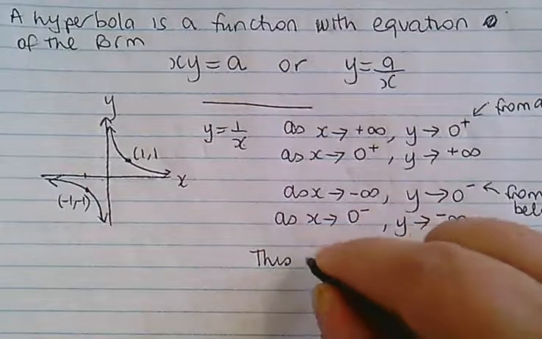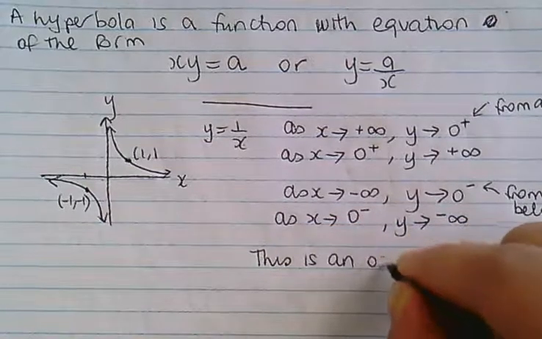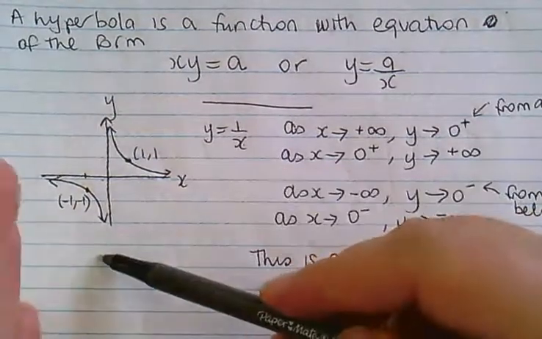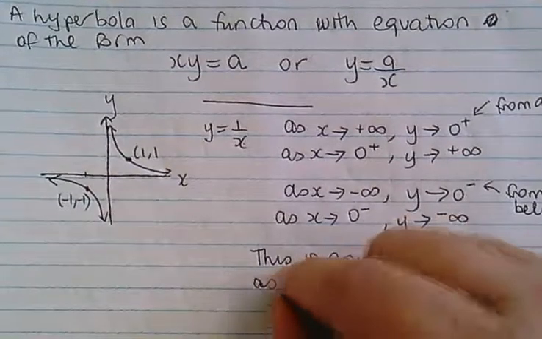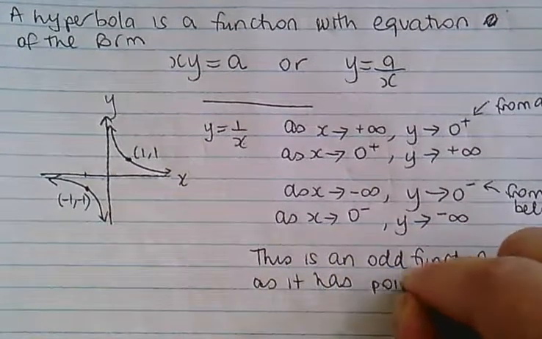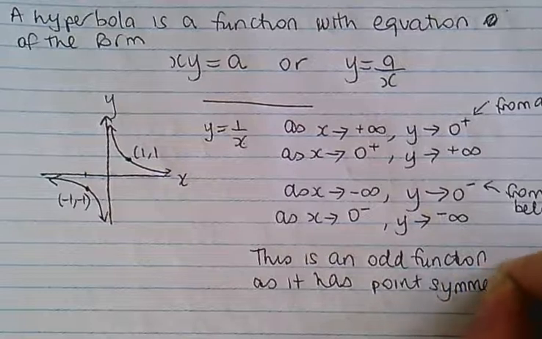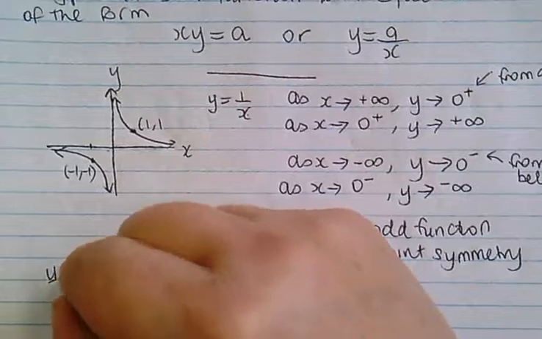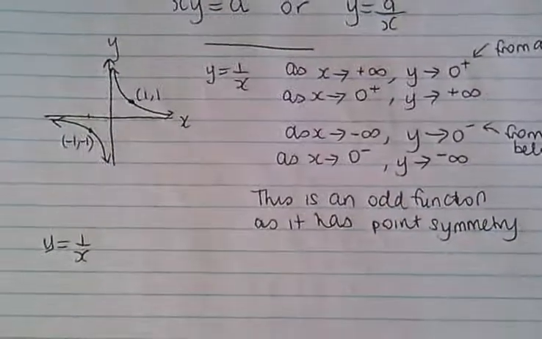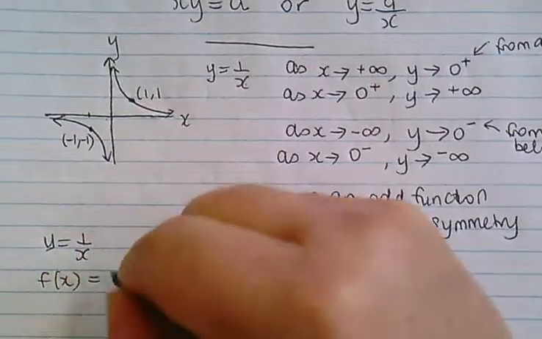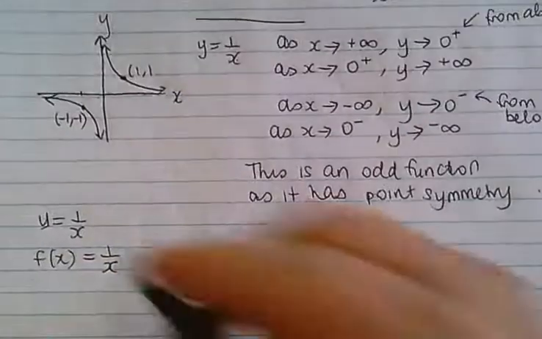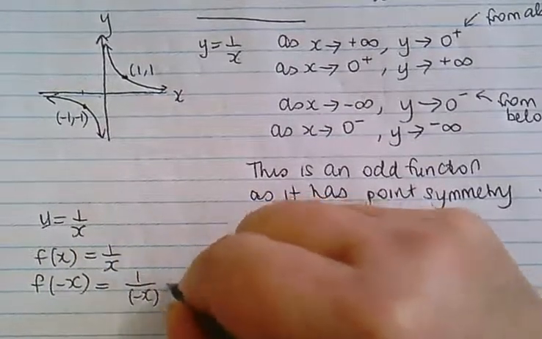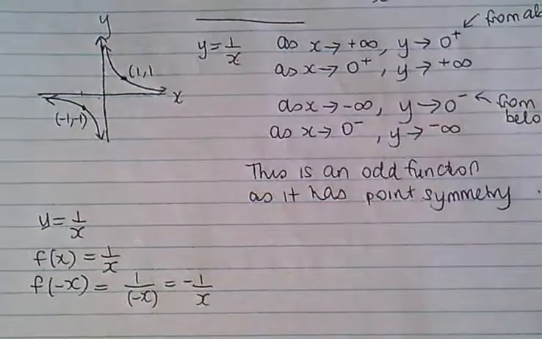This function is also an odd function. Why? Because does it have y-axis line symmetry, or does it have point symmetry? As it has point symmetry, and I could do function of x, let's just prove it as well. If y equals 1 on x, then the function of x is 1 on x. The function of negative x is 1 over negative x, which is negative 1 on x.